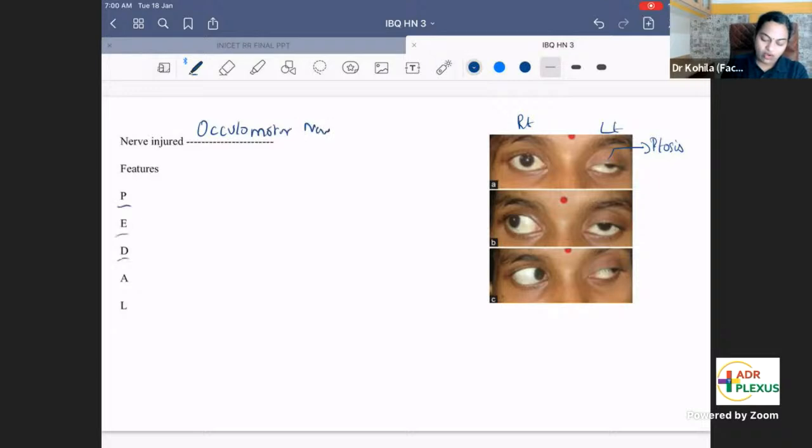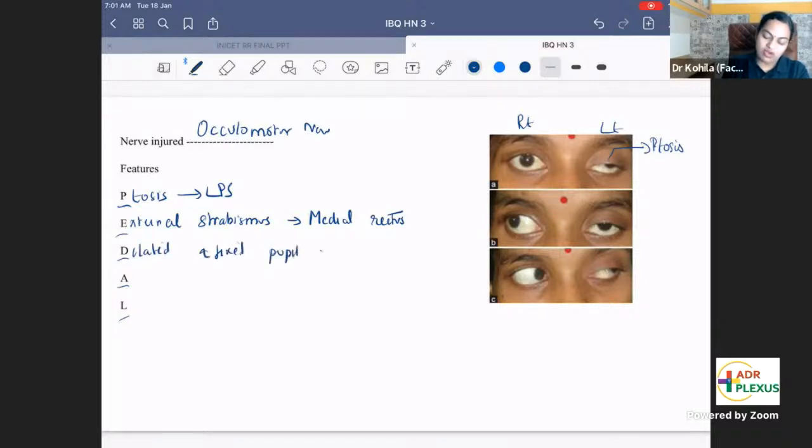So the mnemonic for oculomotor nerve palsy, the features are ptosis, due to paralysis of levator palpebrae superioris, external strabismus: when you try to look medially, the eyeball moves laterally. This is due to paralysis of your medial rectus. And then dilated and fixed pupil. Why? Because of loss of innervation to sphincter pupillae. And apparent accommodation reflex is lost.